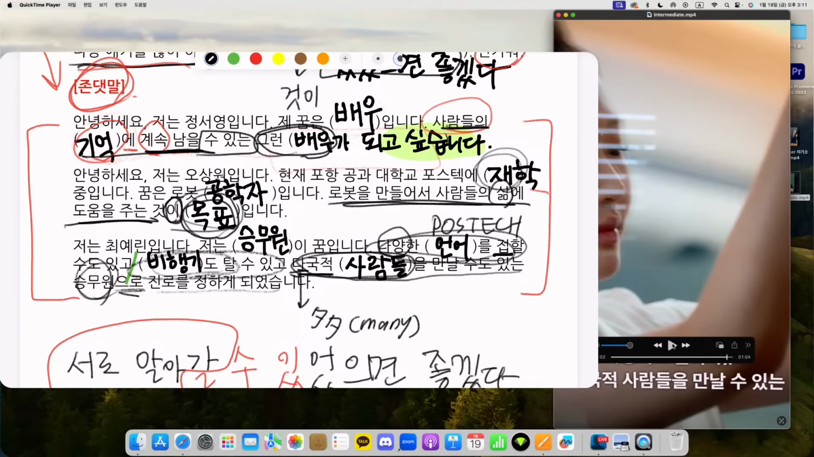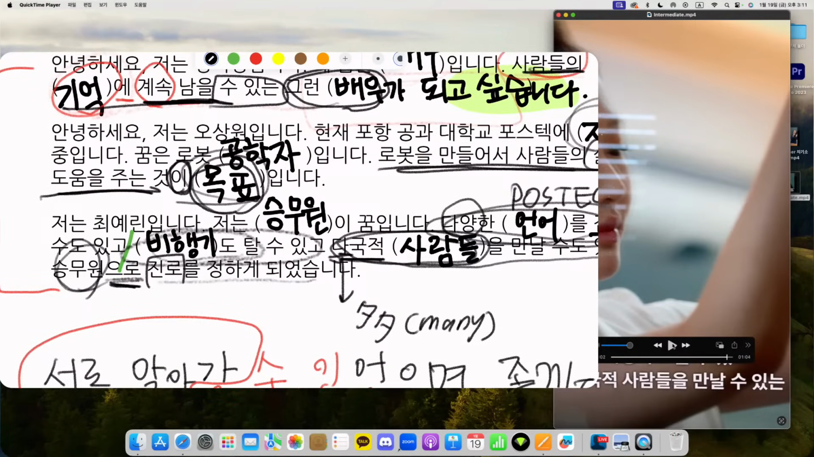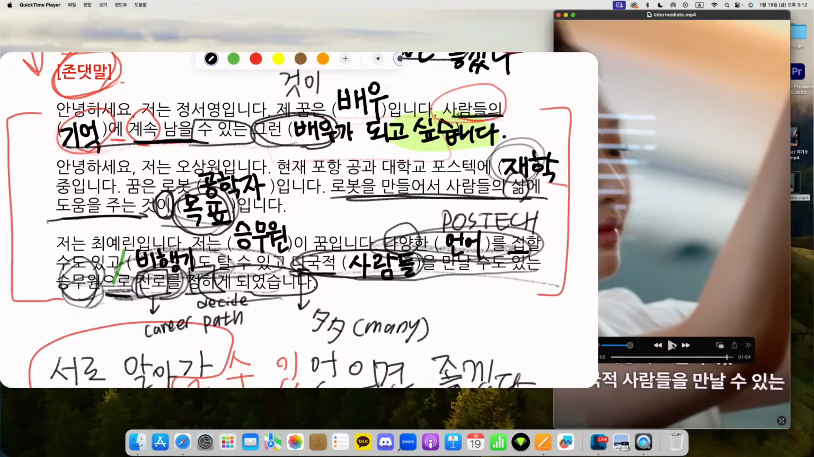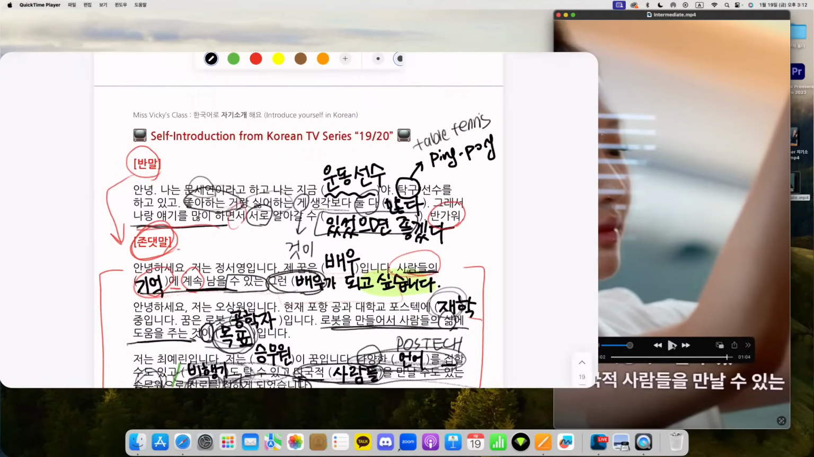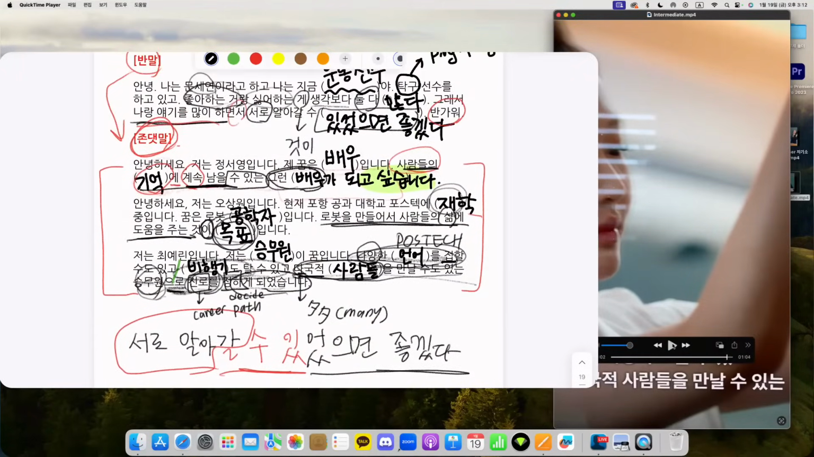그런 승무원으로 진로를 정하게 되었습니다. 진로 means your career path. 정하다 means to decide. So basically you decided your career path as a flight attendant who can do this, and this. So that's how they are introducing themselves in Korean in the TV series.